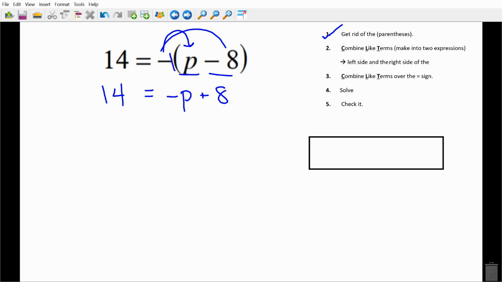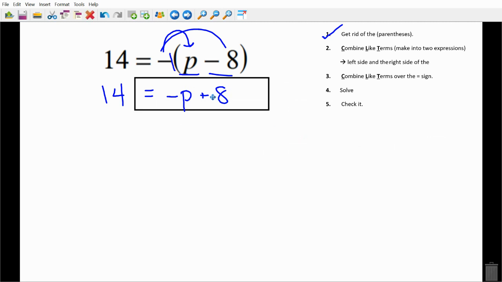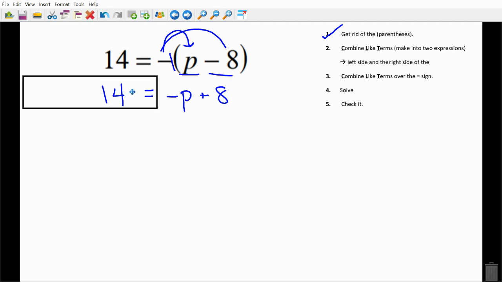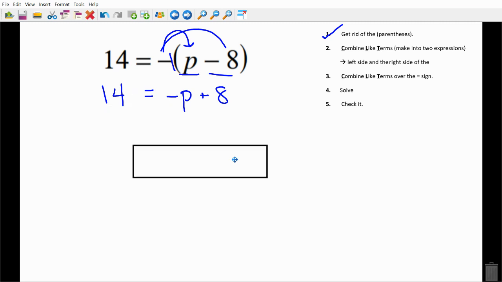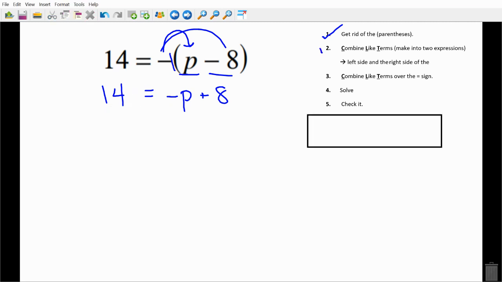Step 2 says combine like terms. Can I combine anything on the left? No. Can I combine anything on the right? Nope, because it's a variable and a constant. So step 2 we didn't have to do. Perfect. Make it easy. Now we're at step 3, combine like terms over the equal sign. Remember, that's going to be the inverse operation step.